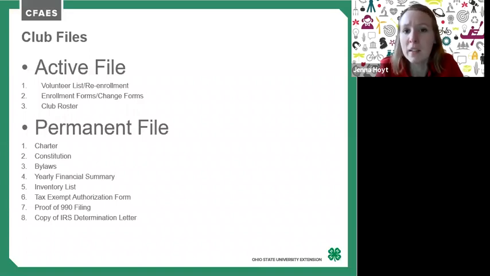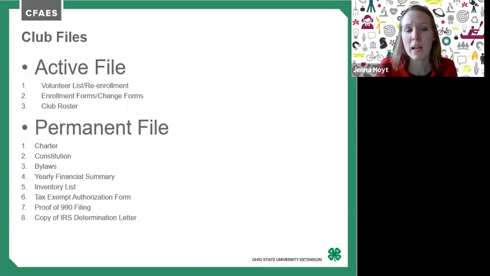Also, in your permanent file, you'll want to have things like your charter, your constitution, bylaws, your yearly financial summary, an inventory list, your TEA or your tax-exempt authorization form that you submitted to the state 4-H office, proof of your 990 filing, and a copy of your IRS determination letter. Now, if you have a notebook or some sort of file folder system, you'd want to have these sections maybe divided out in there. So maybe in the front are your active files, and then in the back you may have your permanent files and have copies of all of these.